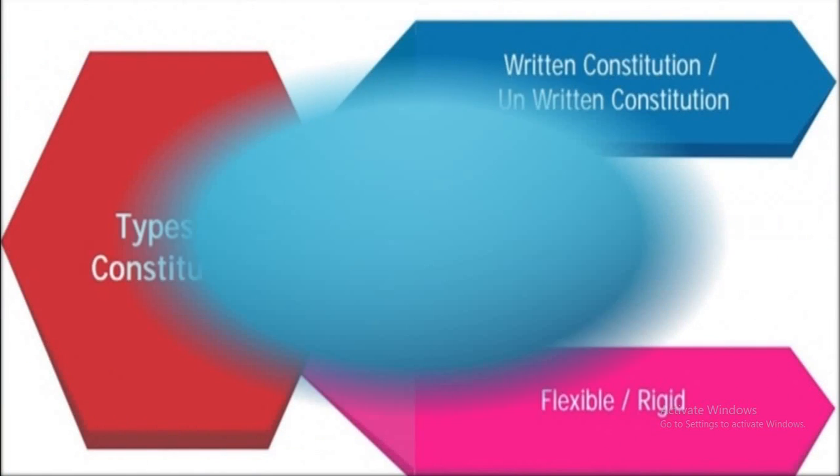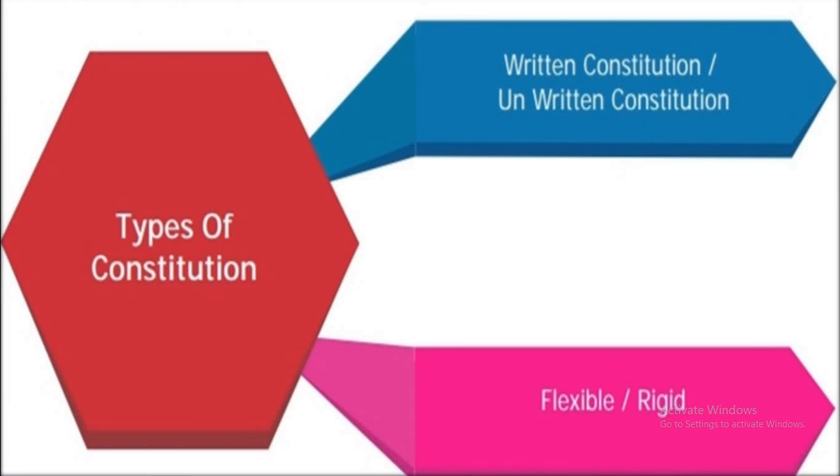What are the types of constitution? How do they prepare the constitution? The constitution is in written form, and also in unwritten form, that is only in words. That is one type, and the next type is flexible and rigid.